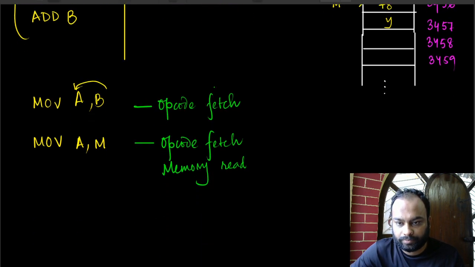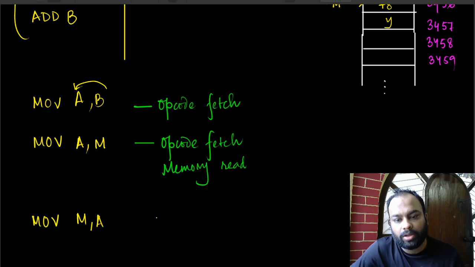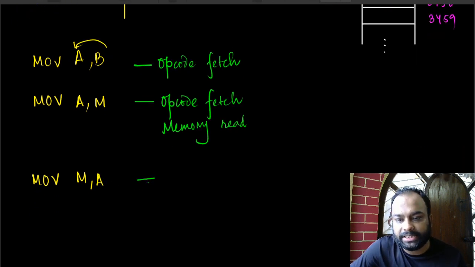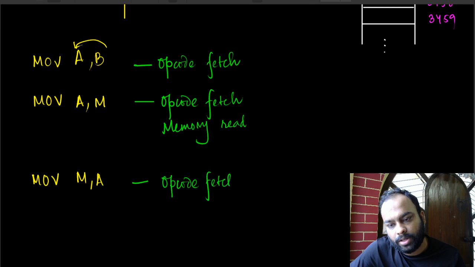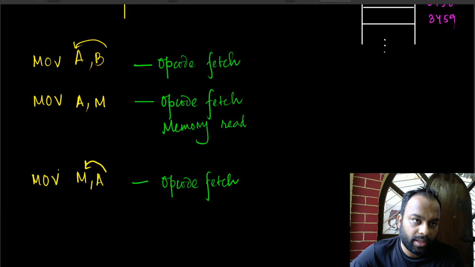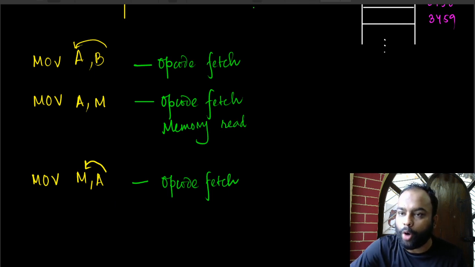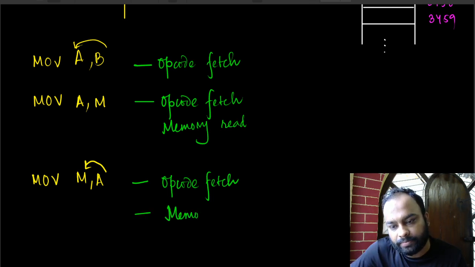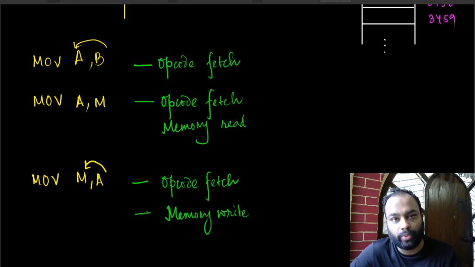Just to show you, if I say move M comma A, what machine cycles would happen here? Of course, the first one would be an opcode fetch. It needs to read the opcode, right? And then this one copies the content of register A into M. Now what is M? M is just the memory location pointed by the HL register pair, right? So it is just like writing something onto the memory. So it will have opcode fetch and then a memory write. So the move instruction is a very weird instruction in that sense.